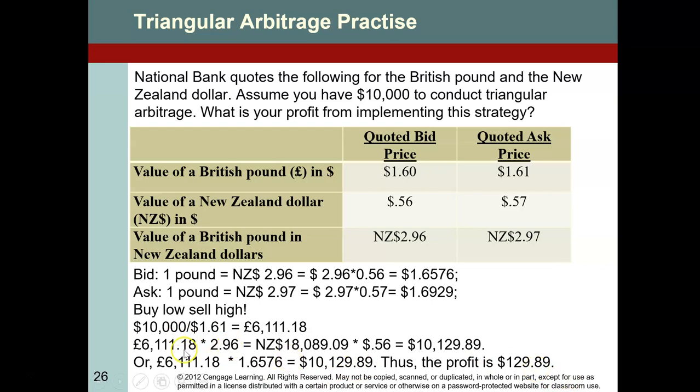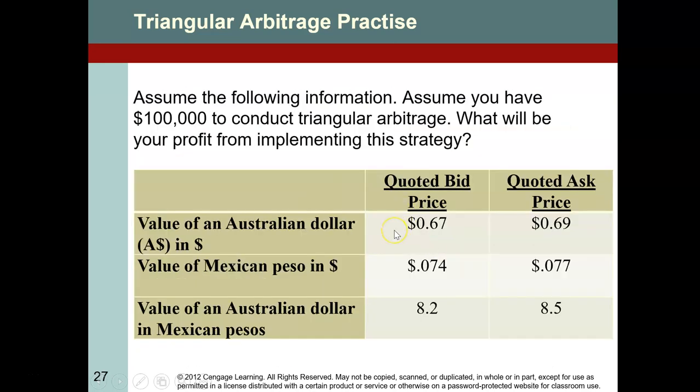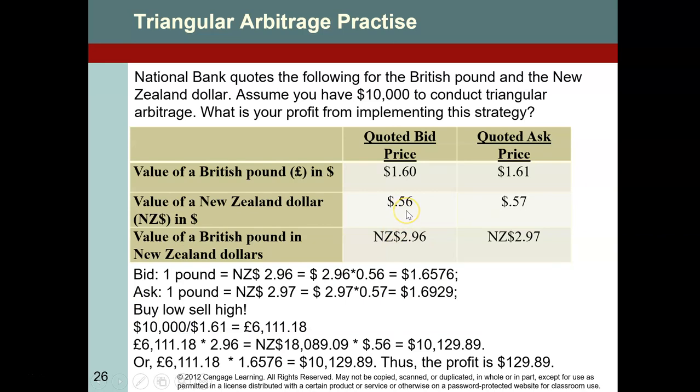Okay, alternatively, we can use the 6,111 pounds, switching it to New Zealand dollars first by multiplying by 2.96. So we have 18,000 New Zealand dollars, and we multiply it by 0.56. Okay, again, the higher bid price. So we have the same number, 10,129.89.